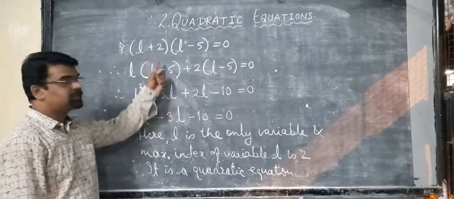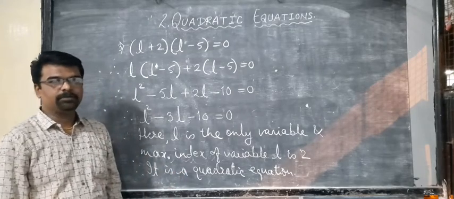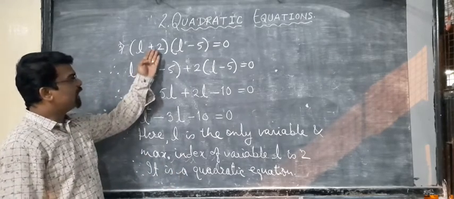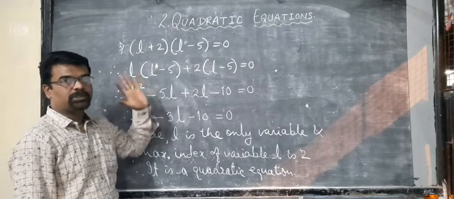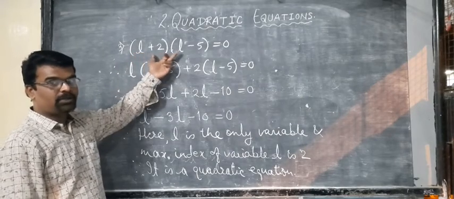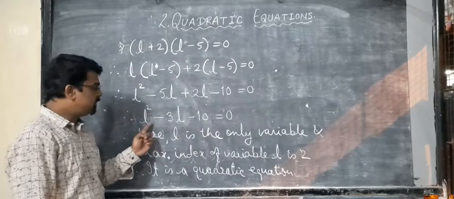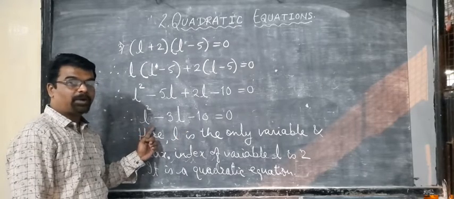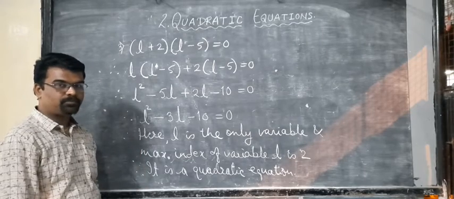Hope you are getting this. Okay. Every time a direct equation will not be given. Sometimes we have to solve it like this. Here the product of two brackets was given. So first we multiplied those two brackets, found out their product, and then determined whether this equation is quadratic or not. Okay.